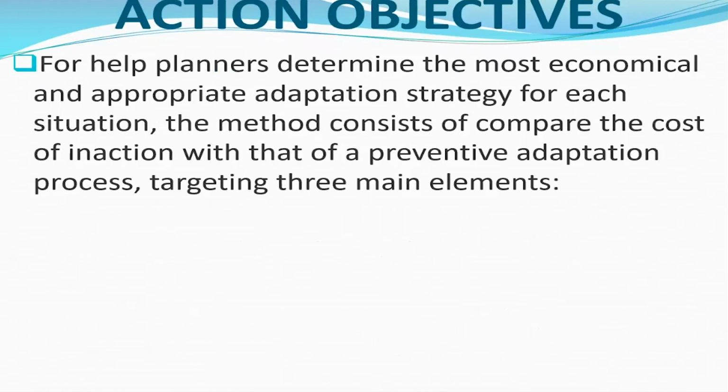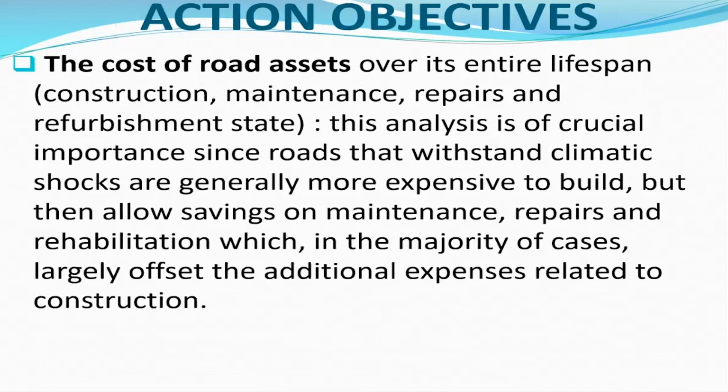Planners determine the most economical and appropriate adaptation strategy for each situation. The method consists of comparing the cost of inaction with that of a preventive adaptation process, targeting three main elements. The cost of a road asset over its entire lifespan. Here we look at construction, maintenance, repairs, and refurbishment.